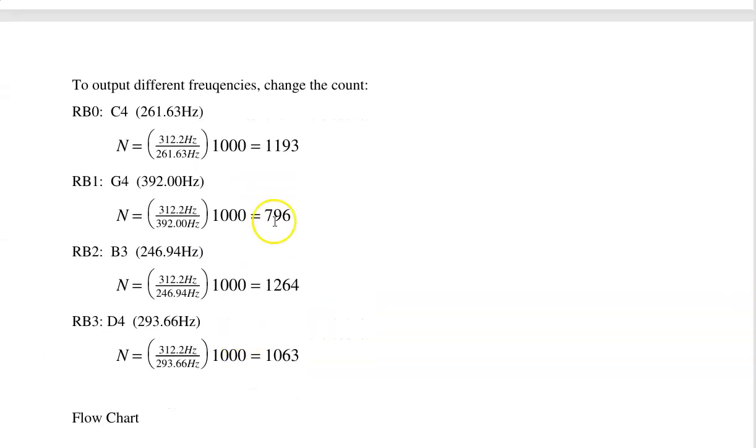I can now scale it. Assuming it's linear, if I change the count, I get a different frequency. So to get 261 hertz, I want to make the period longer, to make the frequency lower. Increase n to 1193. Here's 392 hertz, 246 hertz, 293.